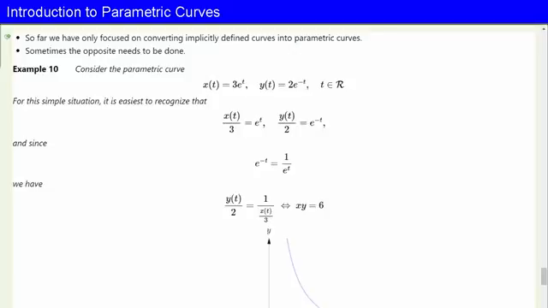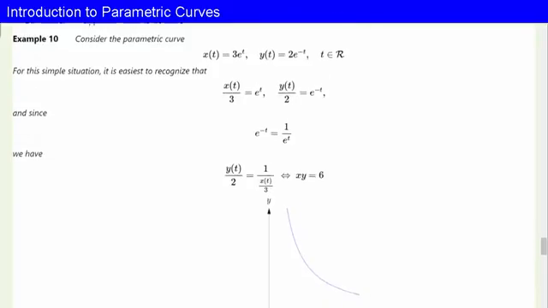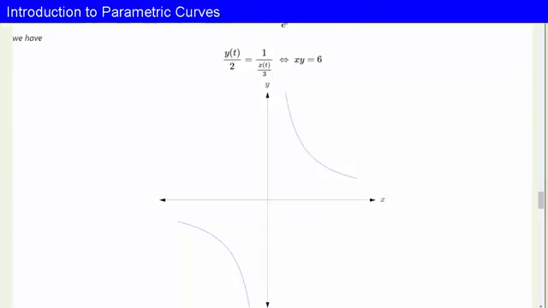For this simple situation, it is easiest to recognize that x of t over 3 is e to the t, and y of t over 2 is e to the minus t, which is just 1 over e to the t. Therefore, y of t over 2 is the reciprocal of x of t over 3, and when you clean up that equality, you conclude that xy equals 6, which gives you a hyperbola.